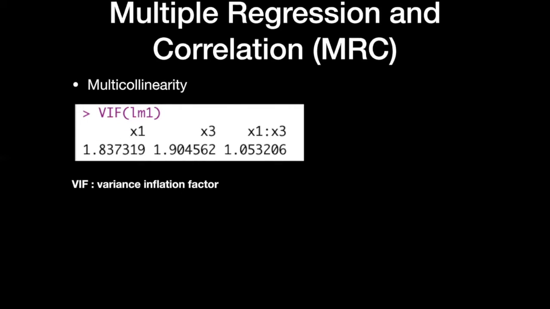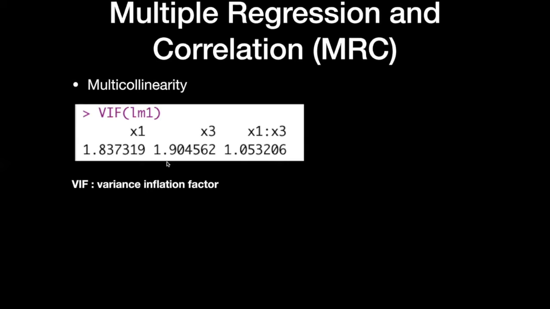VIF is the variance inflation factor. You can use this value to determine whether your predictor is inflated or not. If the number is 1, it means that it is not inflated. But if it is over 1, like here x1 is 1.8, almost 2, and x3 is 1.9, almost 2, it is inflated like twice the time.